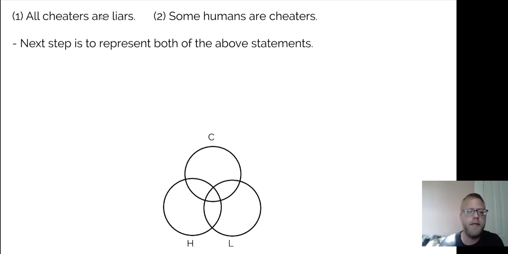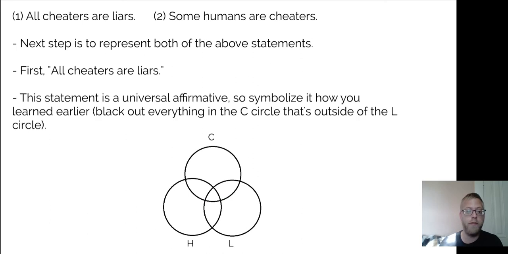So then we want to represent these two statements. And again, these two statements are the premises of the argument that we're evaluating. So let's do all cheaters are liars first. It's a universal affirmative. So you know how to do that, hopefully. Or just look at your phone. Basically, we're looking at these two circles. Whenever you're symbolizing one of these statements, you can just ignore the other circle, most of the time anyway. So just concentrate on the cheater circle and the liar circle for this one.